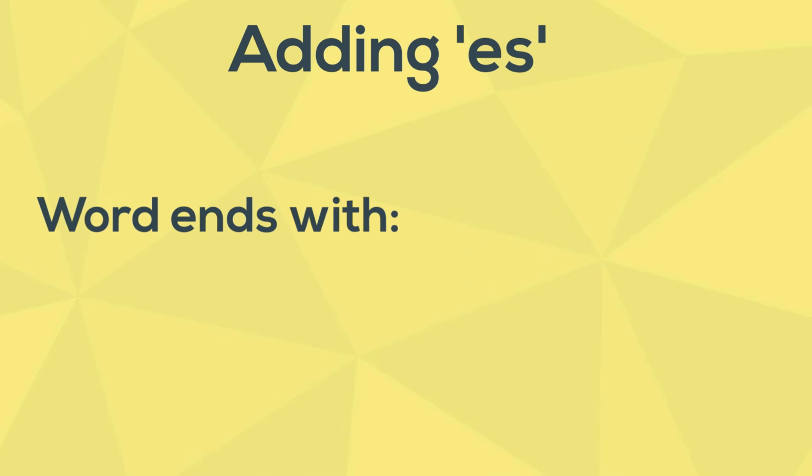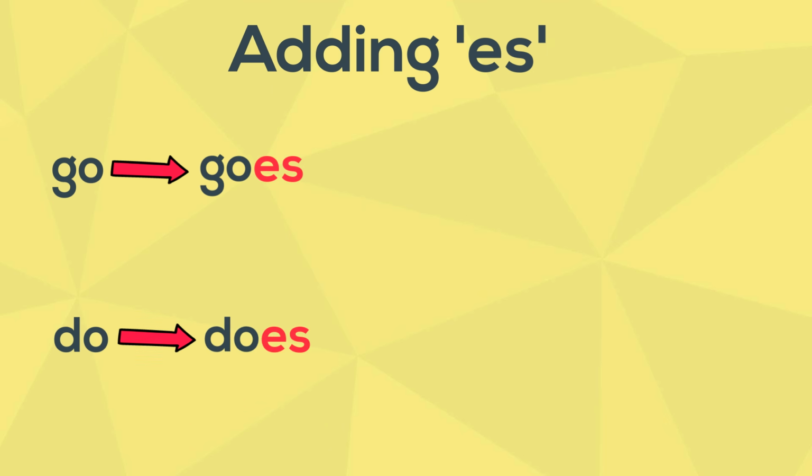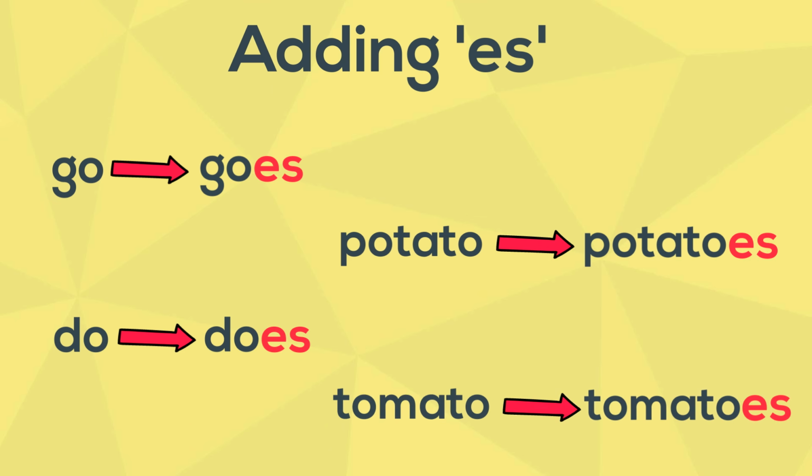So, if a word ends with CH, SH, S, X, or Z, we need to add an ES. We also need to remember a few other words we add ES to. Go, goes. Do, does. Potato, potatoes. Tomato, tomatoes.